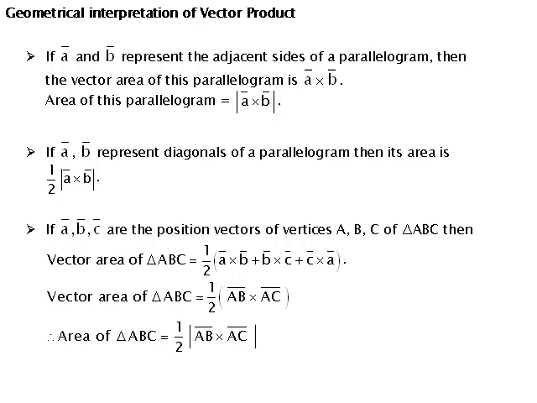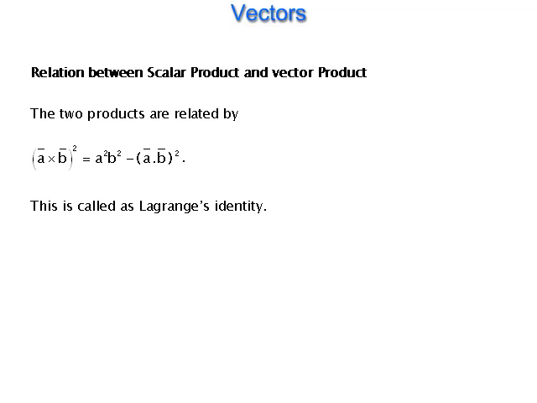Vector area of triangle ABC equal to half AB bar cross AC bar. Therefore, area of triangle ABC equal to half mod of AB bar cross AC bar. The two products, dot and cross, are related by mod of A bar cross B bar, whole square, equal to A square B square minus square of dot product A bar dot B bar. This is called Lagrange's identity.